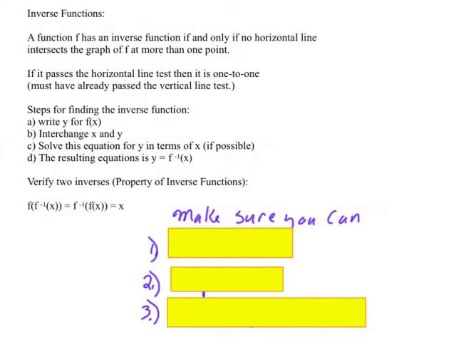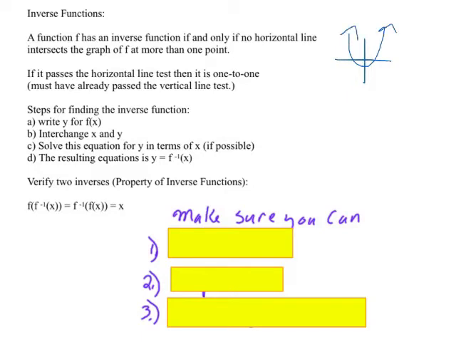For this slide, we're going to look at how to find inverse functions. Now, first of all, a function f has an inverse function if and only if no horizontal line intersects the graph of the function at more than one point. Now, what does this mean? Well, that means if I have a coordinate plane here, and let's say that I have a parabola right here.